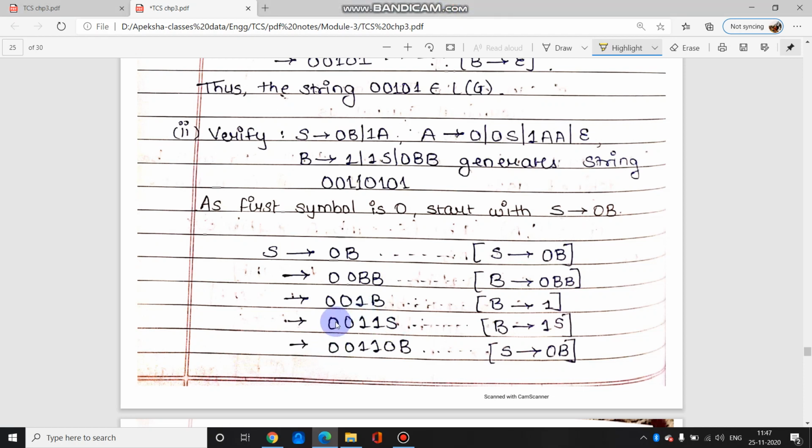Yeah, so if you see 0 0 1 1 is there, so the next number is again 0, and we have a non-terminal symbol S. So S is giving 0B, so you can substitute that 0B using this production. 0B likha, so usse 0 aa gaya, so we got 5 digits as it is.